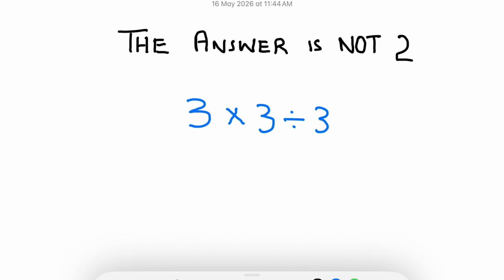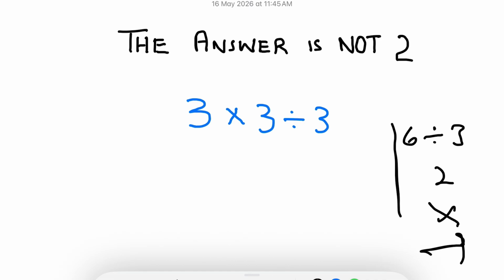Here the answer is not 2, so how will we get the answer? When we apply the same concept from the previous video, 3 multiplied by 3 is 6, and divided by 3 is 2. This is the wrong answer. The left to right rule applies only to addition and subtraction when they are present in the same question.